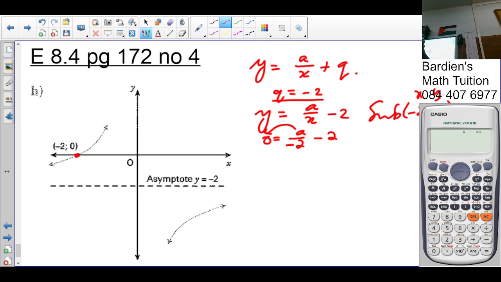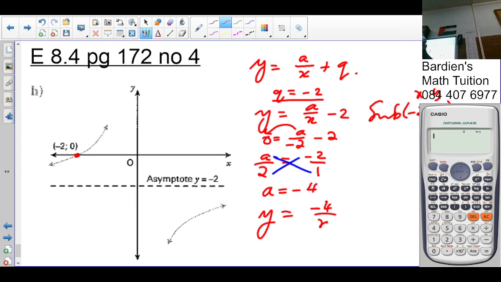You get over the equal sign, so it will be a over positive 2 equals negative 2 over 1. So what do I do? Cross multiply. A times 1 is a, 2 times negative 2 is negative 4. The equation is y equals negative 4 over x minus 2. Okay? Any confusion here? No? Sorted?